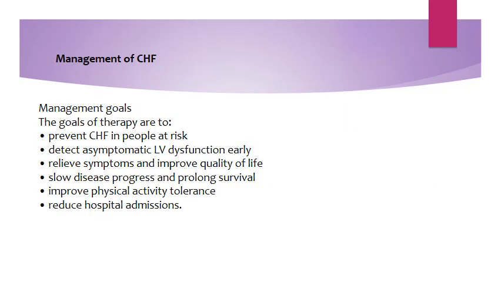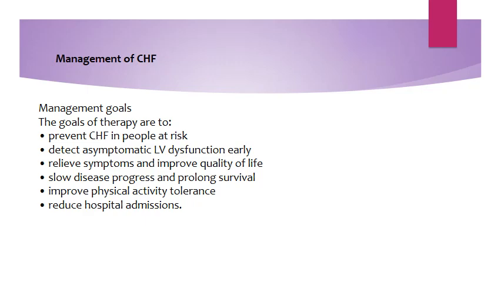Next, coming to the management of CHF, there are some management goals. Before getting the disease, we have to think about how you can prevent the occurrence of the disease. So we have to prevent CHF in the people at risk. People at risk means those who are obese or those who have any other comorbidity like diabetes or renal dysfunction. For them, we have to prevent CHF. We have to detect the asymptomatic left ventricle dysfunction.